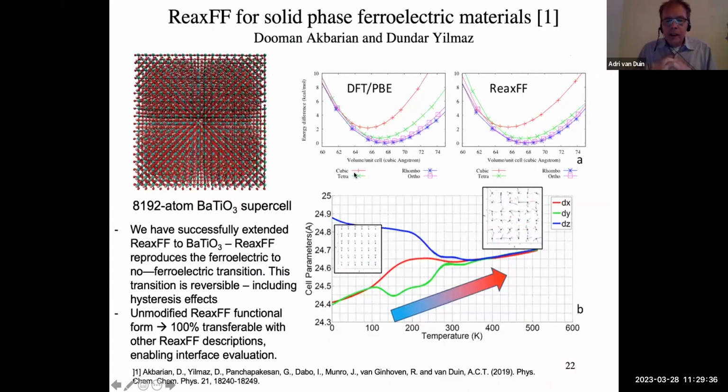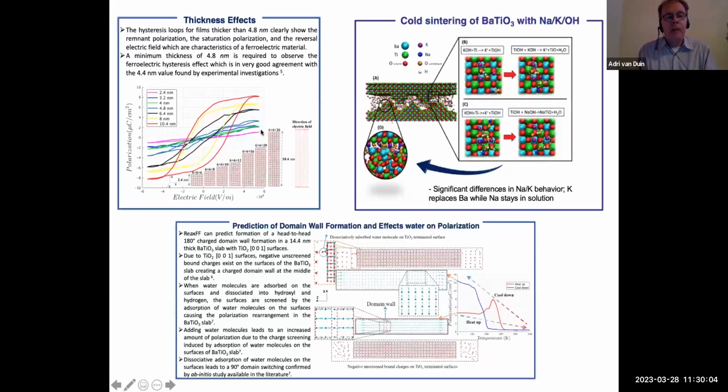So let's skip from 2D to 3D materials for a second. A recent capability that we've developed is to run reactive-FF for ferroelectric materials. So we developed reactive-FF for these barium titanate materials, and we can demonstrate that we see the transition from a ferroelectric material to a cubic phase at roughly 300 Kelvin.